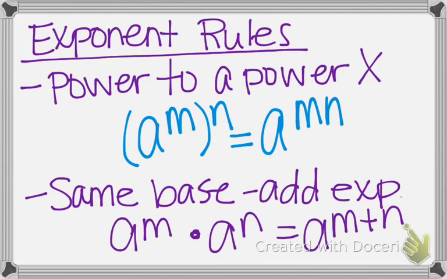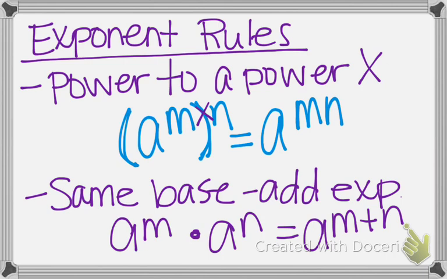All right, guys, today we're going to talk about our exponent rules. The most important two are that you remember the power to a power rule and the same base rule. The power to a power rule is that when I have a to the m to the n, that means I'm going to have parentheses with a power on the outside. You have no variable in between those two exponents. You're going to multiply the exponents together. So again, when you have a power to a power, you multiply the exponents.